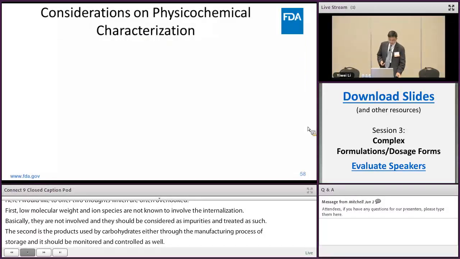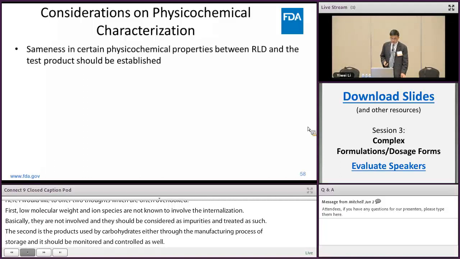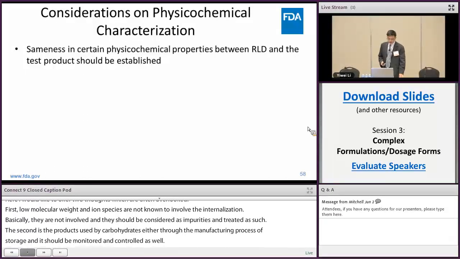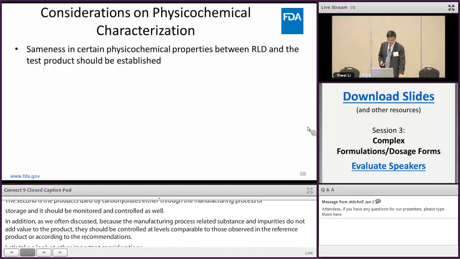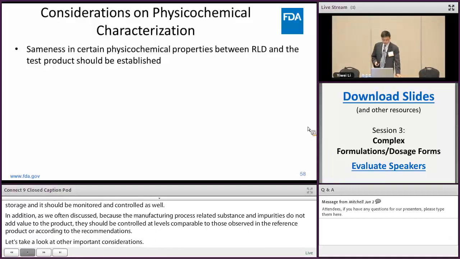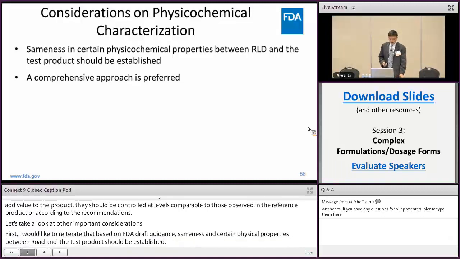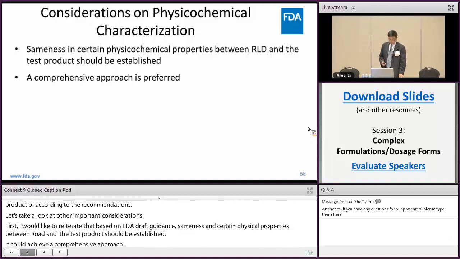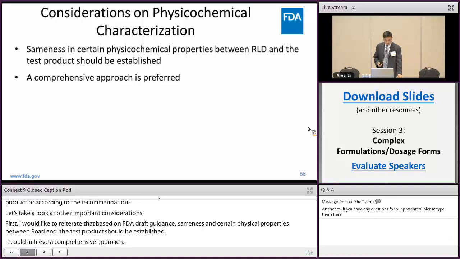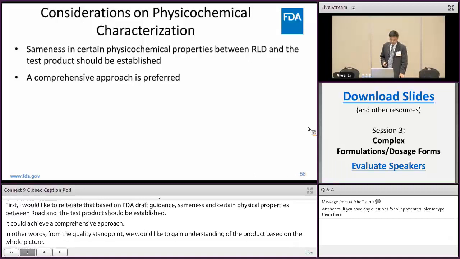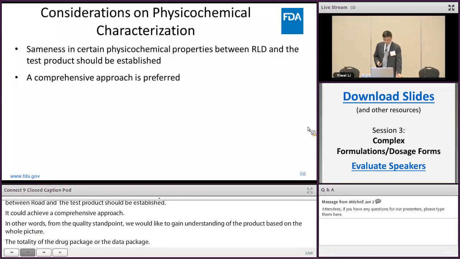All right, let's take a look at other important considerations. First, I would like to reiterate that based on FDA draft guidance, sameness in certain physical chemical properties between RLD and the test product should be established. To achieve the sameness, a comprehensive approach is preferred. In other words, from a quality standpoint, we would like to gain understanding of the product based on the whole picture, the totality of the data package. We try not to focus on one datum or one set of data to draw conclusions. Such a totality approach, in my opinion, will also help to battle the variability issue one may encounter.